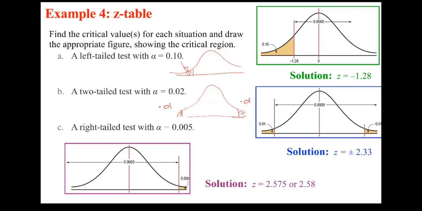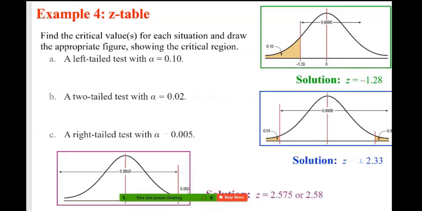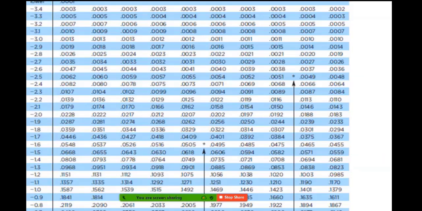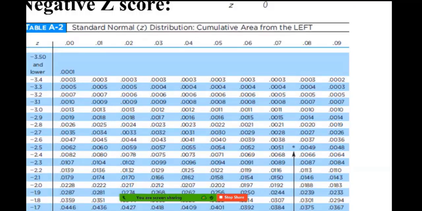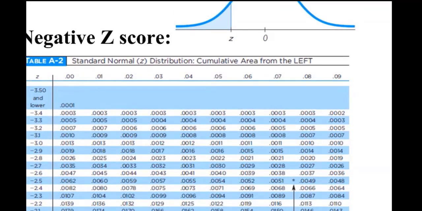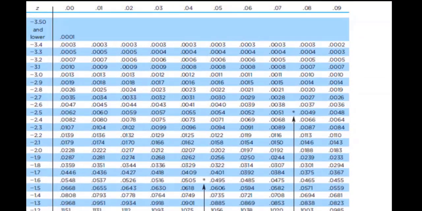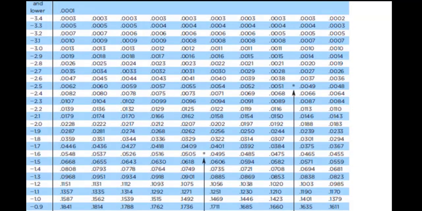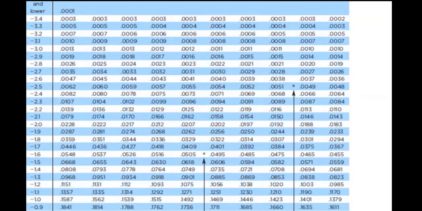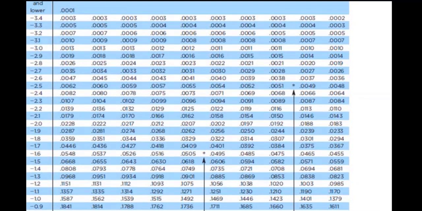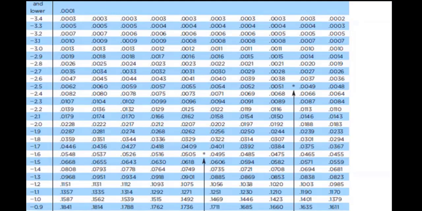I want to quickly show you how this works with the table. Let's discuss the first one. We said a left tail test with alpha 0.1. We want the area to the left, so I'm looking at negative z. We want the area to the left to be 0.1. What it means is that you look up the body, not the left column, not the top row. You look for the number which is identical to 0.1 or very close to 0.1. So in the body, we are looking for the number 0.1.